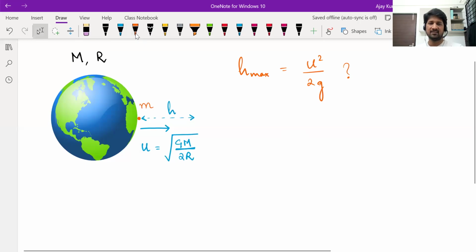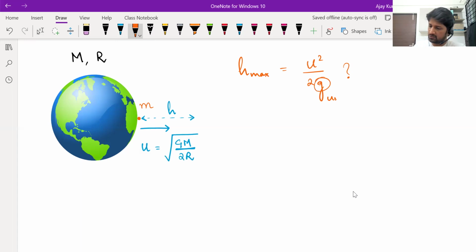No, sir. Why not? Because as it gets farther, the gravitational force will change. Here we have to consider the possibility of variation of acceleration due to gravity as an object goes away from a planet. Now this u square by 2g is valid when g is uniform. In the last class we discussed when the object goes to significantly large heights above the surface of a planet, gravity decreases. So we cannot use this formula here.